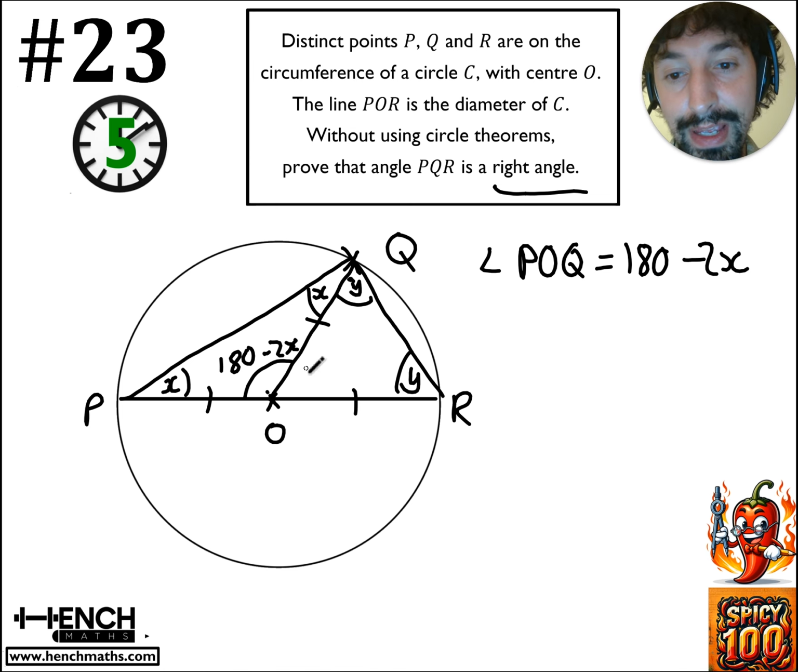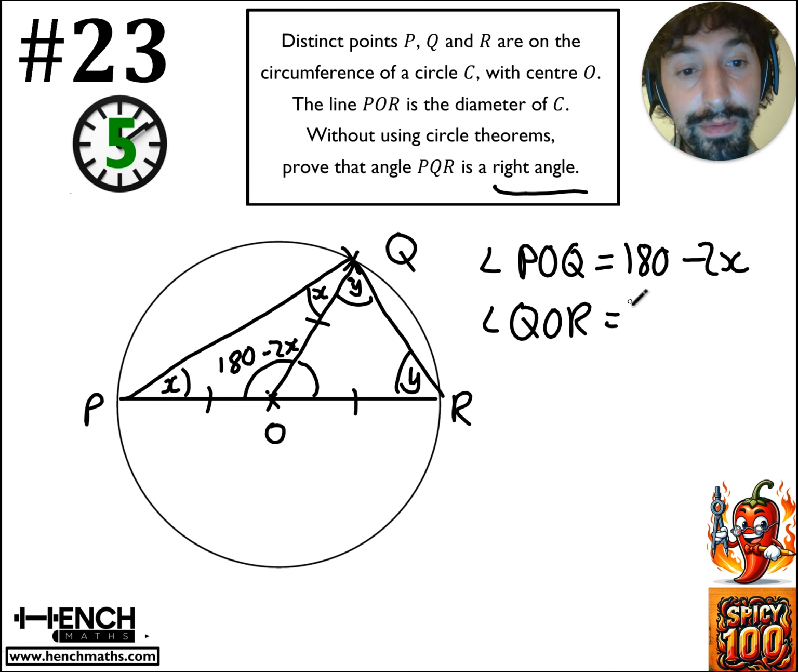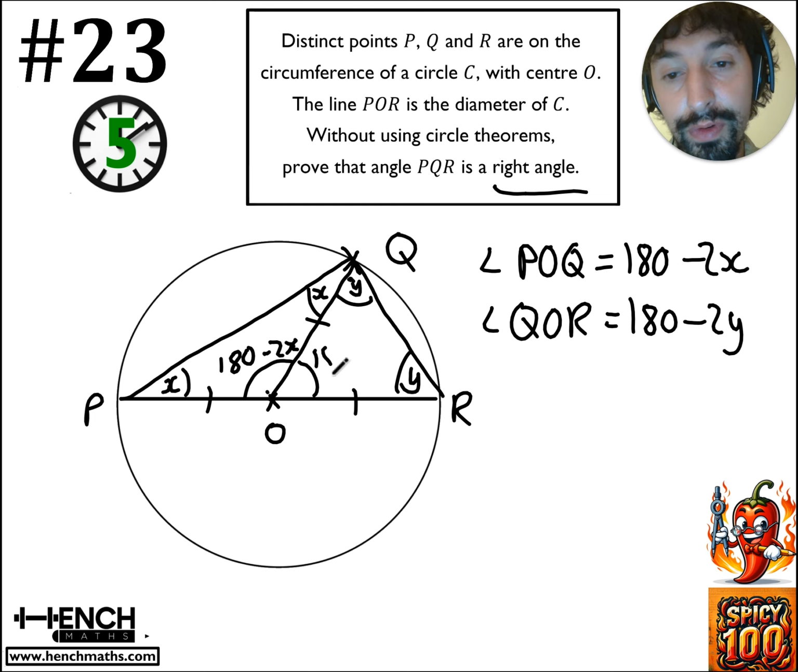We could also do the same here. So I could say that QOR would also be 180 minus 2y, because we've got the same principle.